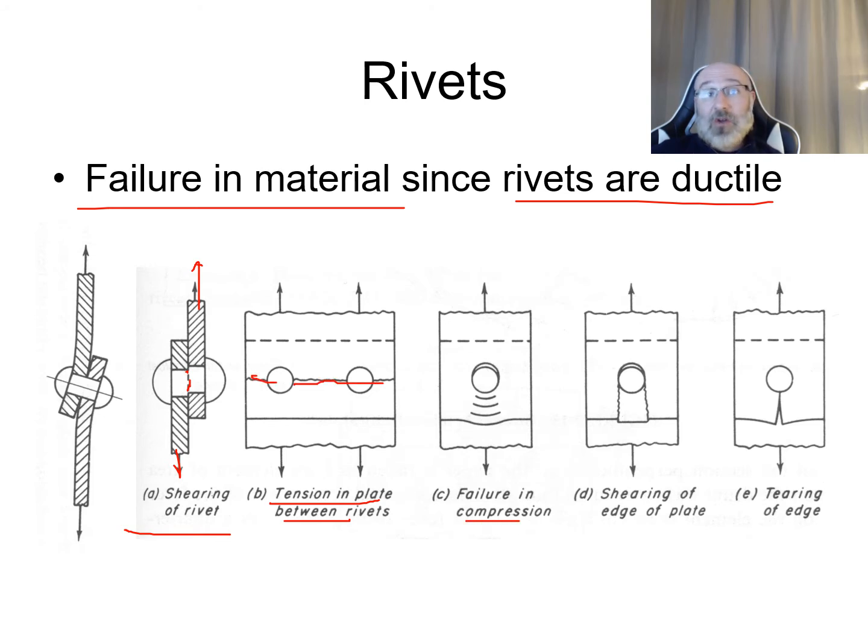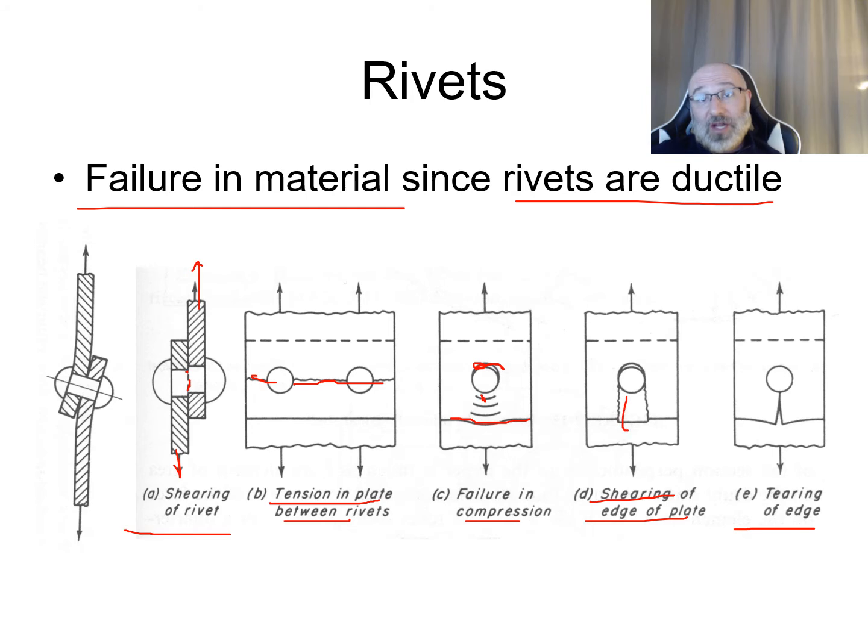We could have failure in compression. So what we can see is as we're pulling this right here and the rivet, this is pressing into this right here, and we can see now the actual material right here is deforming. This is enlarging that hole there. We could have shearing at the edge of the plate. We could have tearing as well.